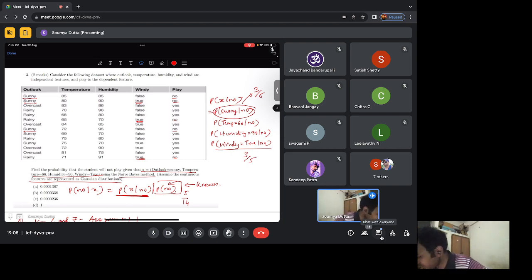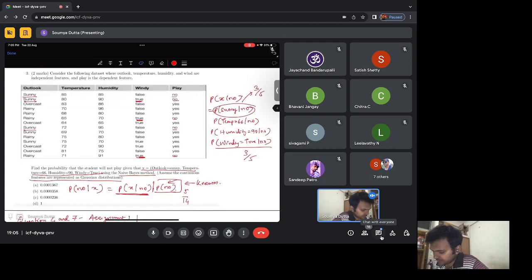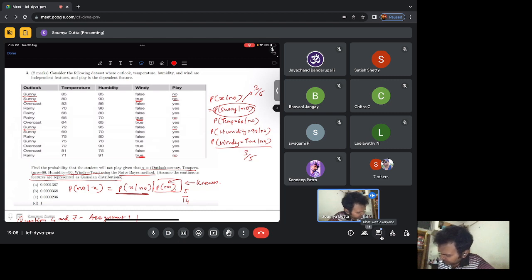Now I'll show how to handle a continuous variable. I'll just show it for temperature. I will not show the full calculation for humidity, I'll just tell you how to work it out, and humidity can be worked out in the same way. The key note here is that the continuous features are represented as Gaussian distributions, which means all the temperature values are Gaussian distributions.